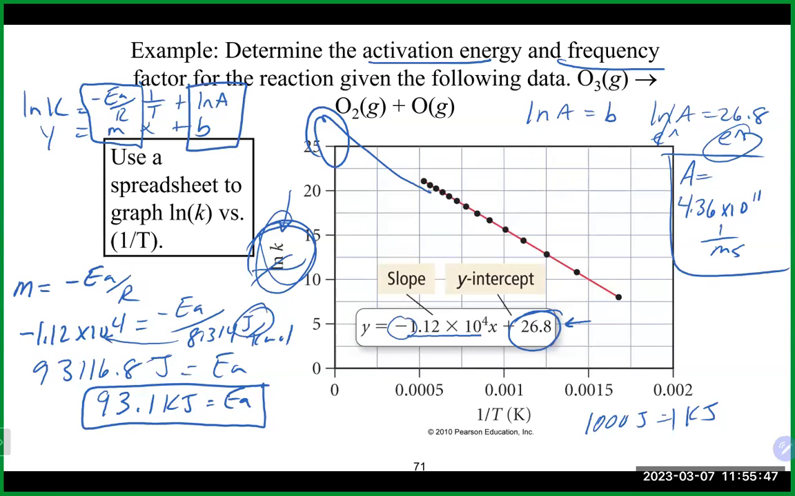In this sort of graph, you would use basically those two numbers if you needed to, the slope and the y-intercept. Other than what we just did, no.